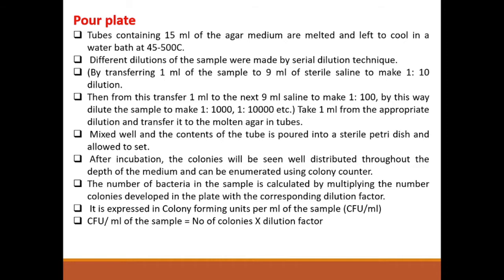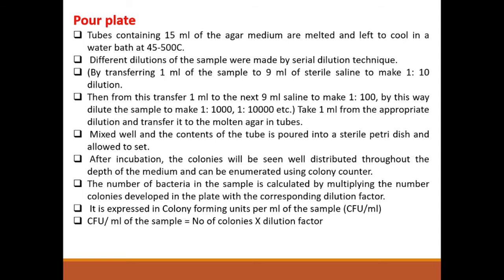Take one sterile 9 ml saline tube and add this 1 ml to it. So it makes a 1:10 dilution, that is 1 part of the sample in 9 ml of water. The total volume is 10 ml, out of which 1 ml is the sample and 9 ml is saline. So in 10 ml, 1 part is the sample.